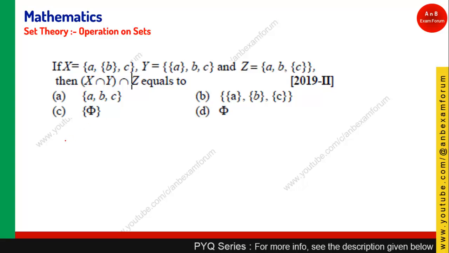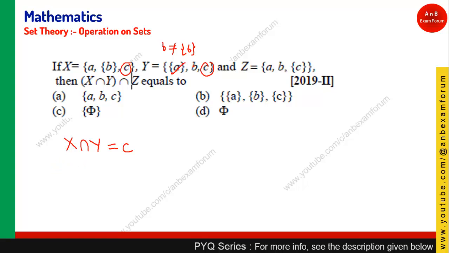First, X intersection Y. X intersection Y means the common elements between X and Y. If you see X and Y, the common element between these two is only c. Only c is common, not b. Why? Because, as I told you in the conceptual classes, the element b is not equal to the set b. This element is not equal to the set a. So only c is common between X and Y.